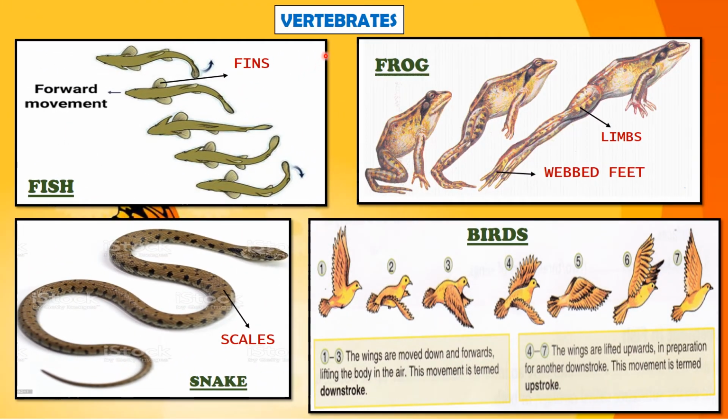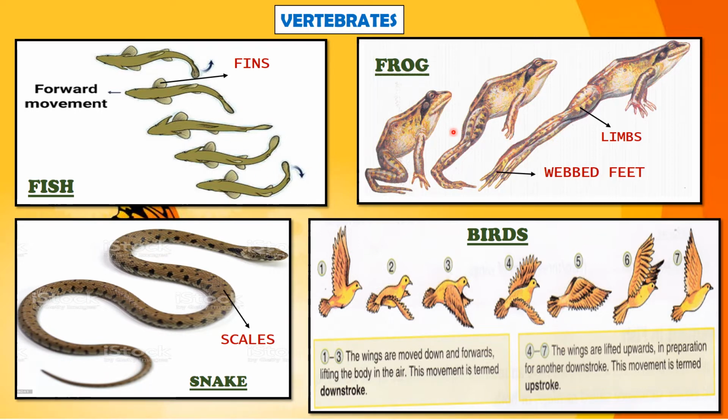Let us study how the vertebrates show movement. First is fish. The fish have a streamlined body and they have tails and fins that help them to swim in the water. The tail acts as a propeller.